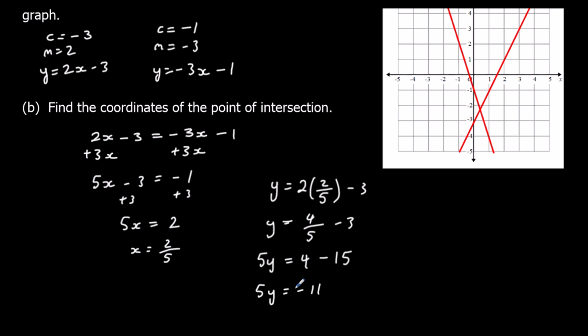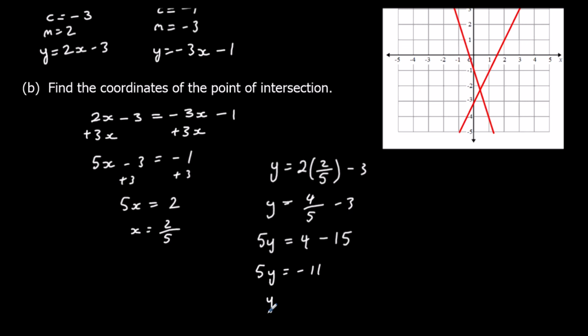So 5y equals negative 11. And divide both sides by 5. So y is negative 11/5. And again, that looks about right. It's more than negative 2. So the coordinates are 2/5, negative 11/5.